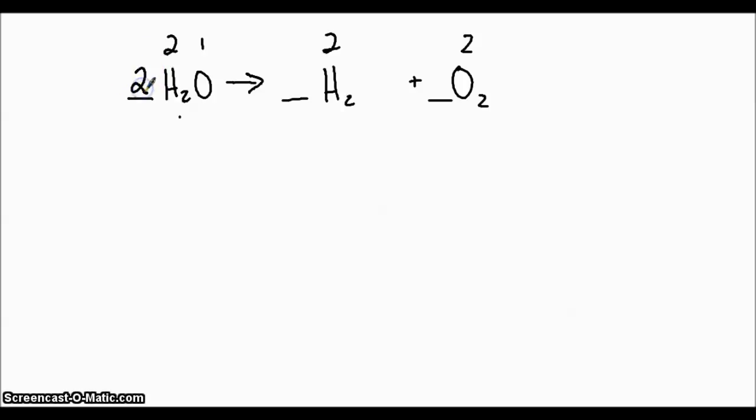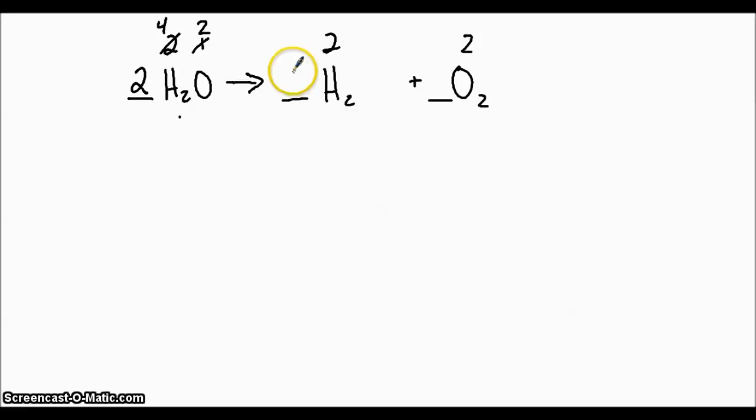So I put a coefficient of 2 there, saying that I have 2 water molecules. So now that changes my number of oxygens to 2, but it also changes my number of hydrogens to 4. So now my oxygens are balanced. So I have 2 oxygens here, 2 oxygens there. That's good, but my hydrogens became unbalanced when I balanced my oxygens. So I have 4 on my reactant side, but I only have 2 on my product side.